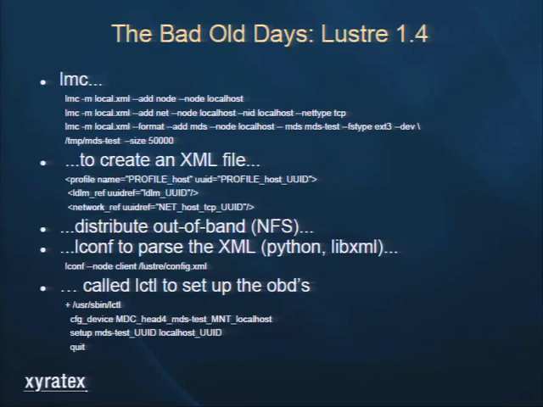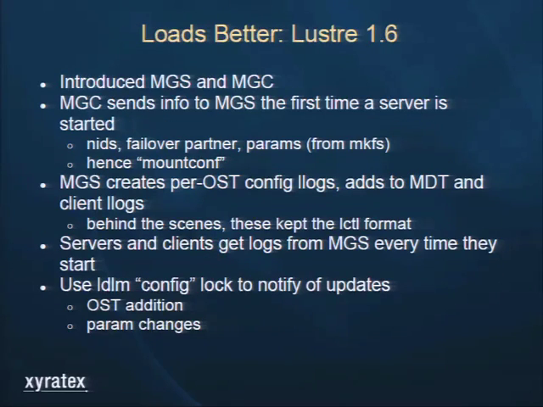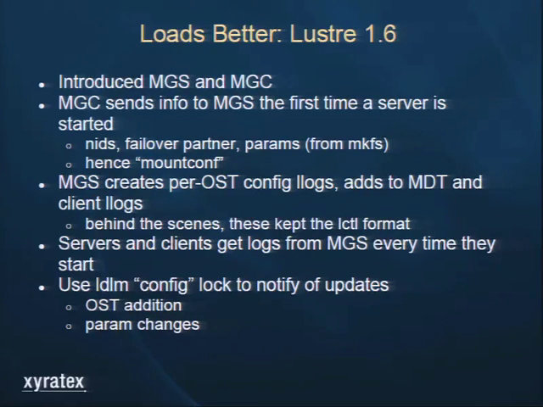So things got a lot better with Lustre 1.6, where we introduced the MGS and the MGC. The way this basically works, when you first start a server, the MGC, which is started on every node, sends information to the MGS about the node, in other words, what the storage is on that node and whether it's an OST or not, whether it was formatted that way. And then the MGS in turn creates the configuration file.